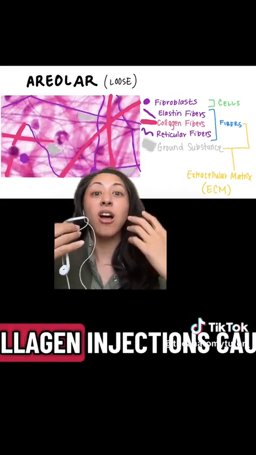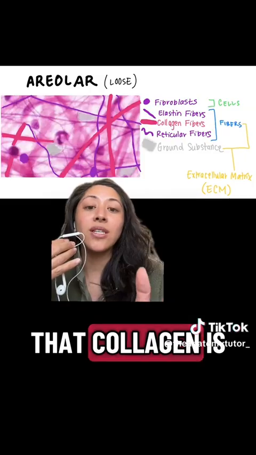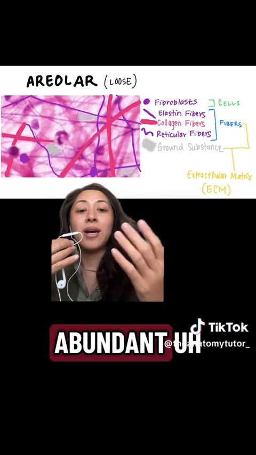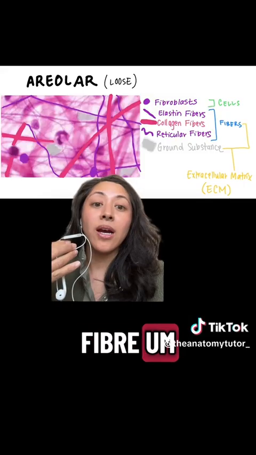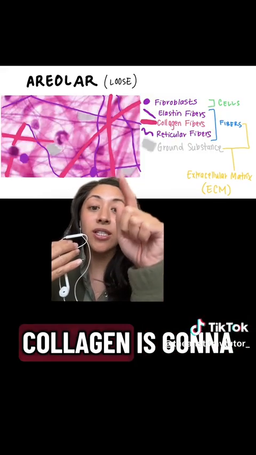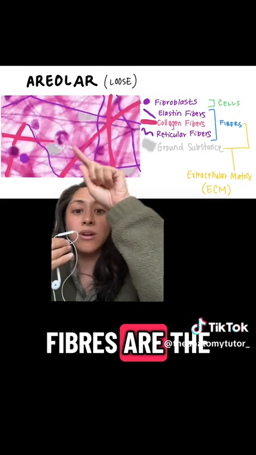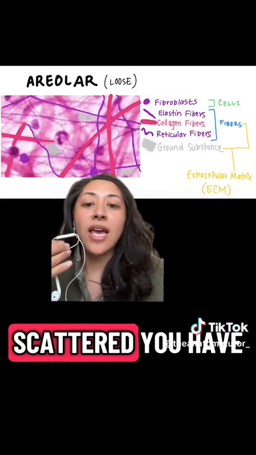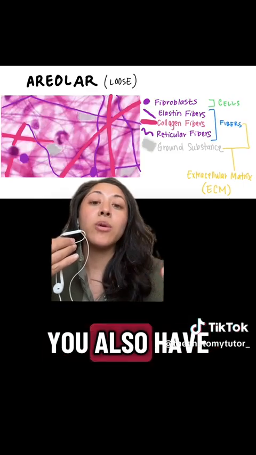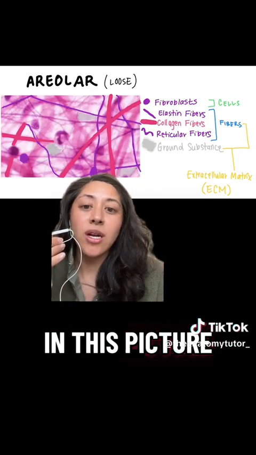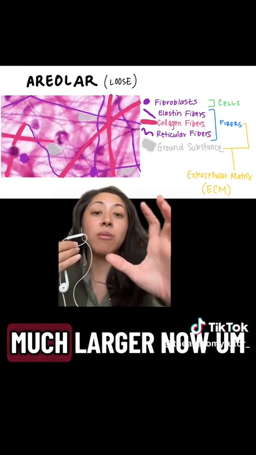That's why you hear about people getting collagen injections, because collagen provides structure for our skin, which brings me to my point that collagen is going to be a very abundant protein that you're going to see throughout the body. And so in here, who's the fiber? That is important. Elastin and collagen. Collagen is going to be in pink, and then you see a lot of that almost predominantly. And then elastin fibers are the thin lines that are scattered. You have the fibroblasts that are going to be the large fiber cells, but you also have mast cells in there. I didn't indicate them in this picture, but I believe right over here, that would be a mast cell, and likewise that one. They usually are much larger.